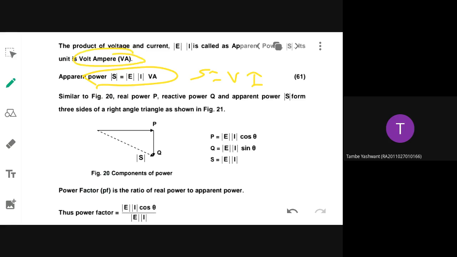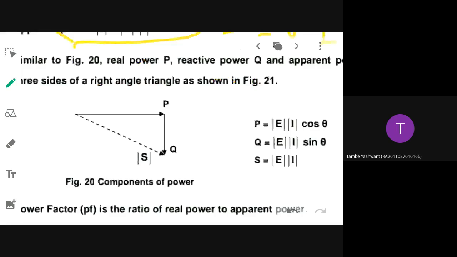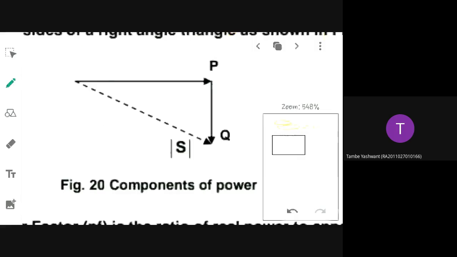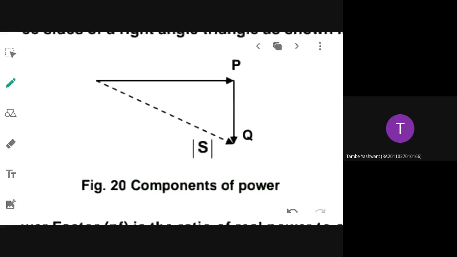Okay. Now, what is the power triangle you have to discuss. There is a triangle that is drawn. It is a right angle triangle. The first parameter that you have to draw is this one. That is representing what power?